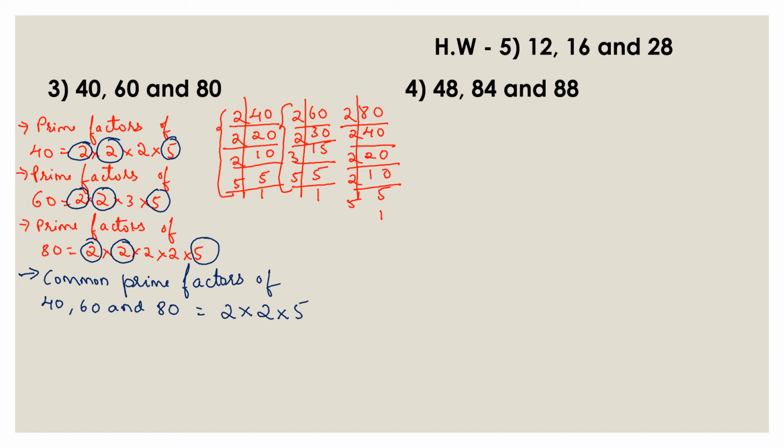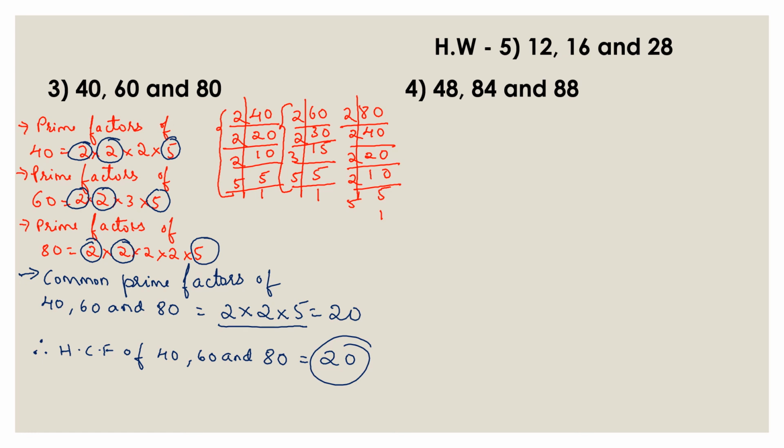That is 2 two times. 2 2s are 4, 4 5s are 20. So when you multiply this, what is the answer you get? It is 20. Therefore, the HCF of 40, 60 and 80 is which number? It is 20. So we have found the HCF by the prime factor method.